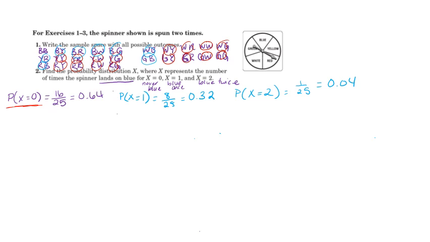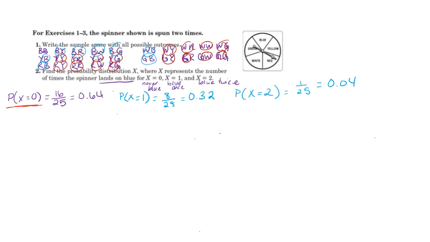And we should make sure that those add up to 1. So we're going to do 0.64 plus 0.32 is 0.96, plus 0.04 is 1. Okay, so good. Those added up to 1, because again, that's 100% of the time. So it's 100% of the time that I'm either going to get blue not at all, blue once, or blue twice. All right, so we're going to make a probability histogram of the data.